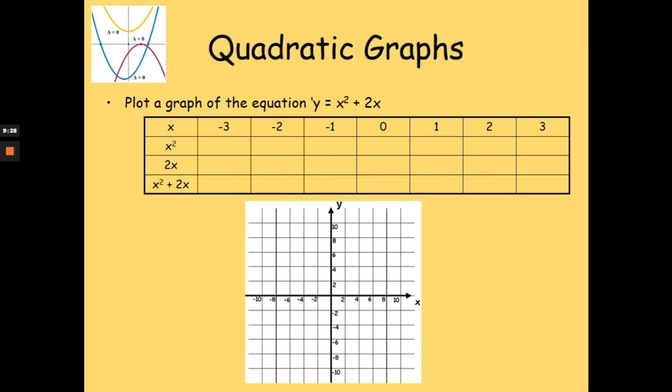Okay, we'll go through the answers together. So we've got the x squared, which again is 9, 4, 1, 0, 1, 4, and 9. So that's always going to be the same x squared. Next we've got 2 times x. So 2 times -3 becomes -6. -4, -2, 0, 2, 4, and 6. And this is where we now have to put them together.